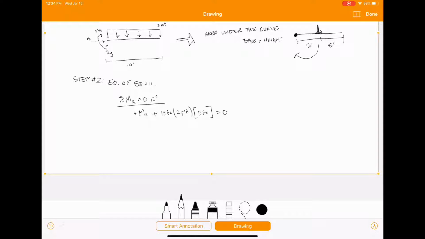So we can go ahead and solve for our unknown, which in this case is going to be MA, which is going to be equal to negative 10 feet times 2 PLF times 5 feet.